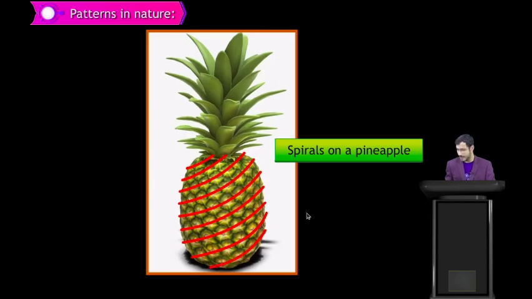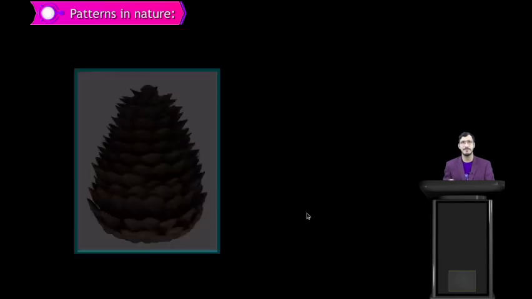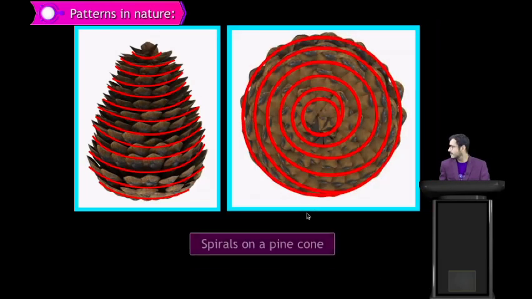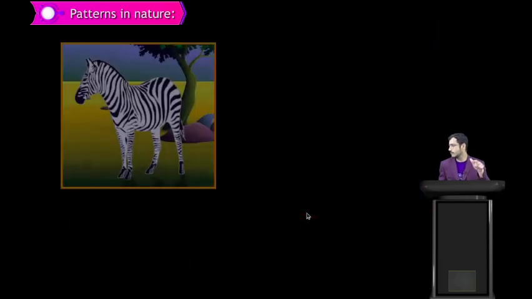So, spiral on a pineapple. You can see some pattern here. Here, what is this? Yes, pine cone. So here you can see a pattern like this, a circular spiral on a pine cone.